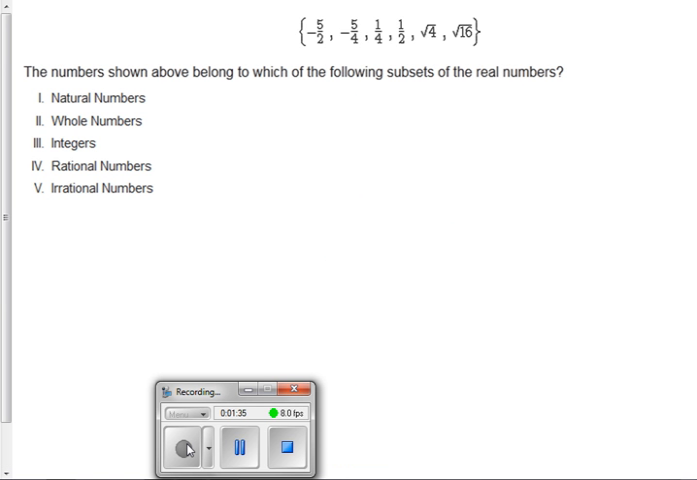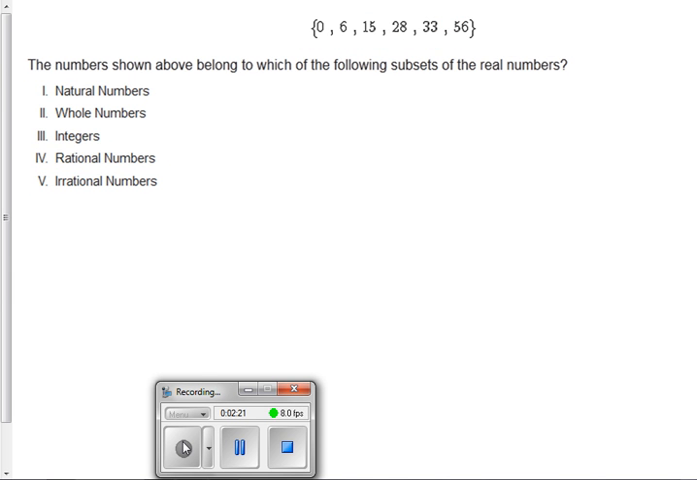First type of question: which numbers shown belong to which of the following subsets of real numbers? We look at the first group here. All of those are fractions. Well, if they're all fractions, we know that they're rational numbers. So if it's a rational number, it's not irrational. Fractions are not integers, not whole numbers, not natural numbers. We also have the square root of 4, which is 2, and the square root of 16, which is 4. So all this group contains would be rational numbers. It does have integers, but not all of them are integers because of this group of fractions here. So the only thing this group would be considered is rational numbers.